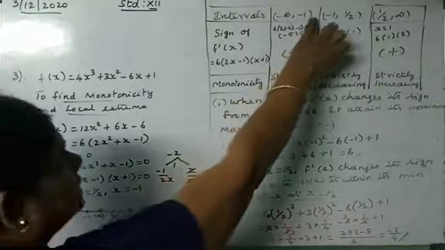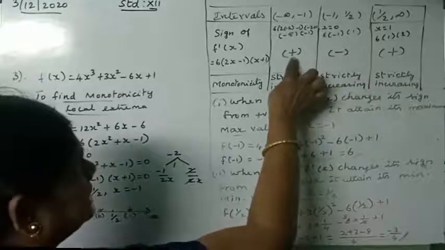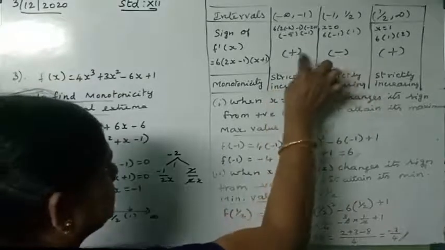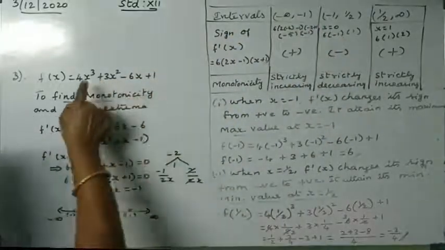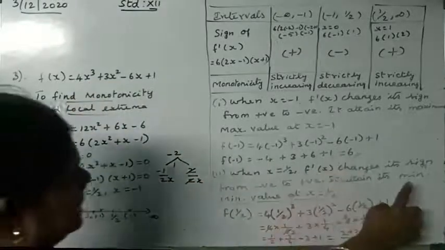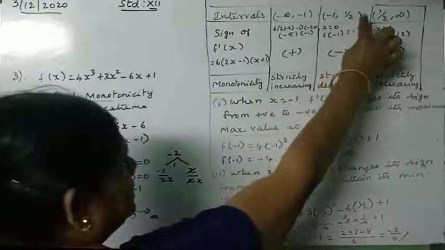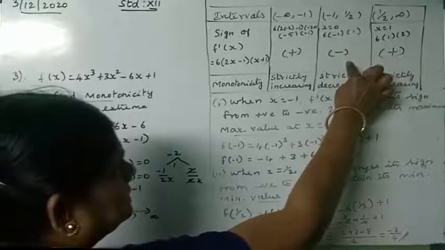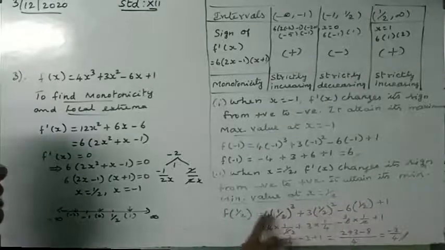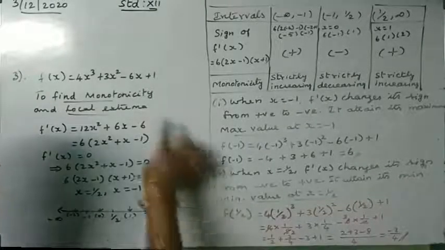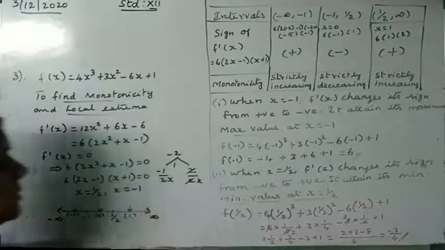And here when x is equal to minus 1, the curve changes from positive to negative. That is, it attains its maximum. To find this maximum value, take x is equal to minus 1 and substitute in f of x, we get 6. So local maximum value is 6. And when x is equal to 1 by 2, the curve is changing from a negative sign to a positive sign. So it attains its minimum. To find the minimum value, take x is equal to 1 by 2 in f of x. We get minus 3 by 4. Minus 3 by 4 is its minimum value.